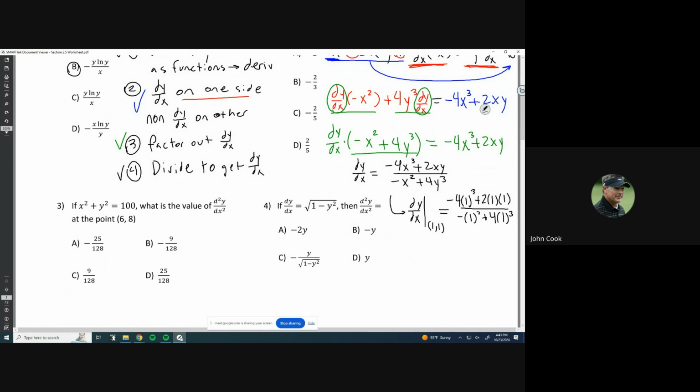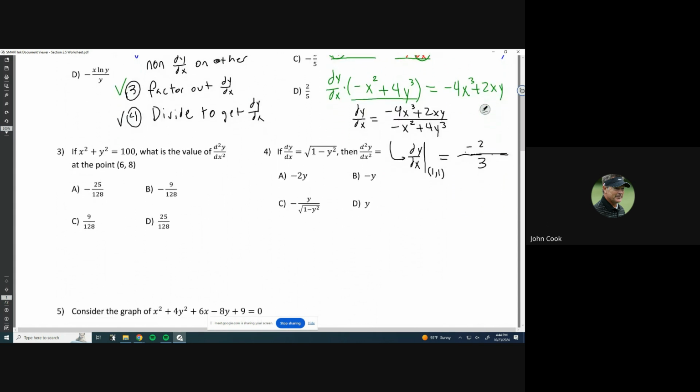So 1 to the third is 1, and 1 times negative 4 is just negative 4. 2 times 1 is just 2, so plus 2. Negative 1 to the second is just negative 1. And then 4 times 1 to the third is just 4, so plus 4. And then negative 4 plus 2 is negative 2. Negative 1 plus 4 is 3. So negative 2/3 should be my answer, B.